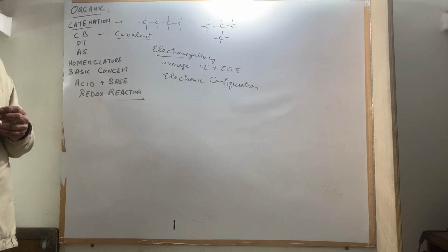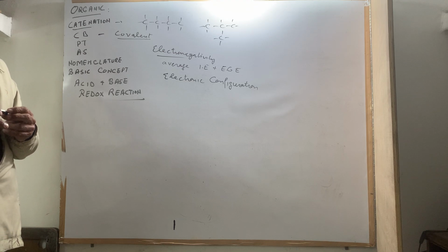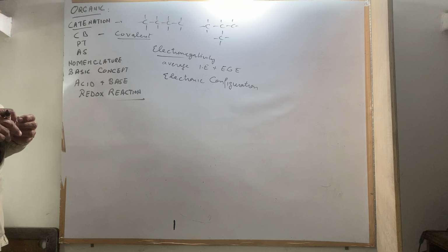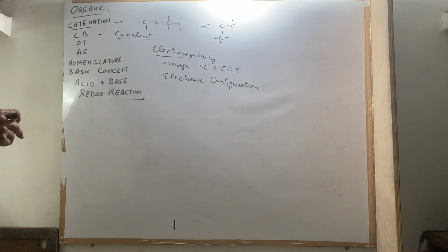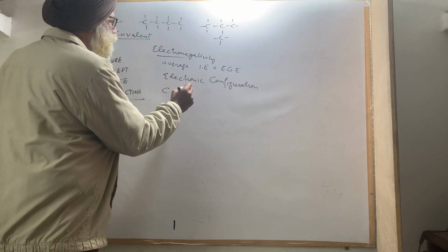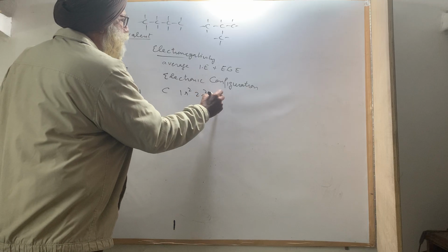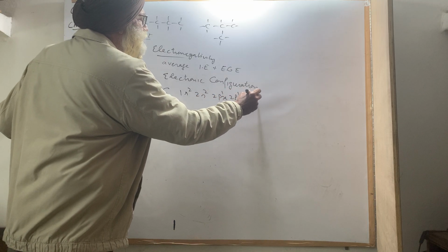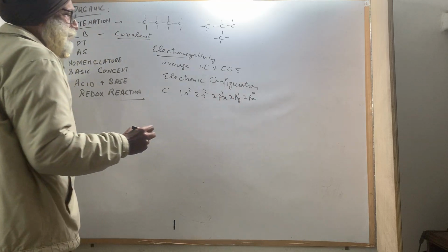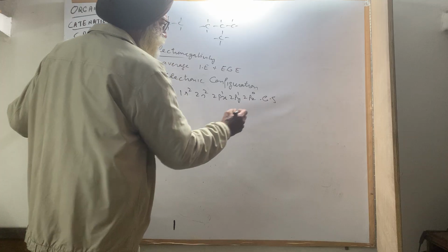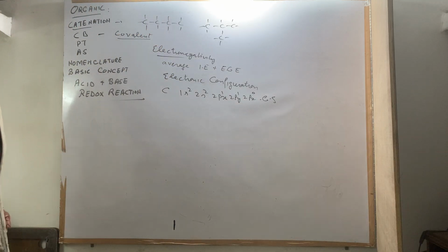The terms orbit, energy level, and energy shell were there in the Bohr concept, as well as in quantum mechanics. So here we are using the term orbital. For example, carbon has this configuration: 1s2, 2s2, 2px1, 2py1, 2pz0. This is the configuration in the ground state, the stable configuration.